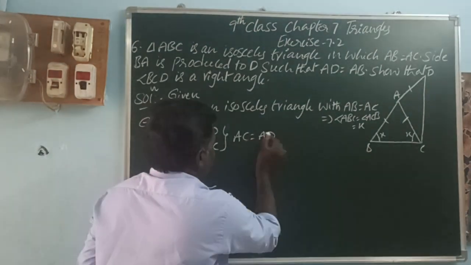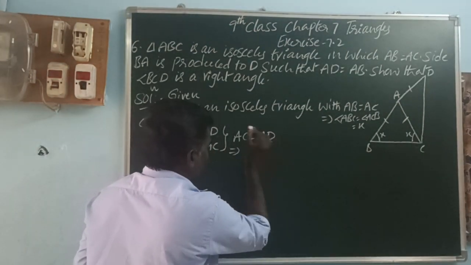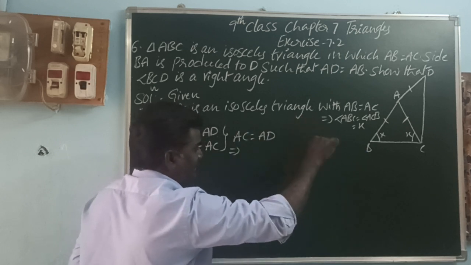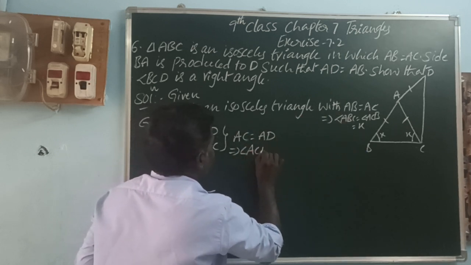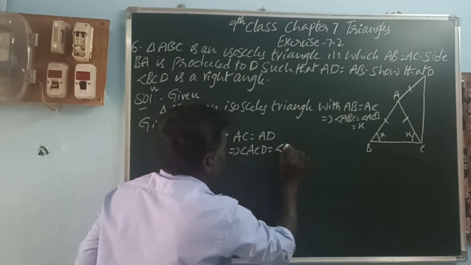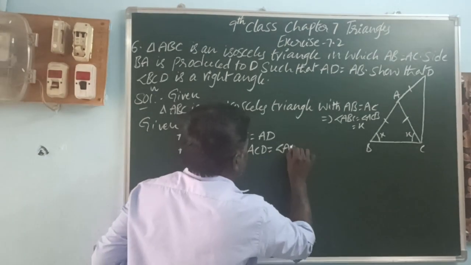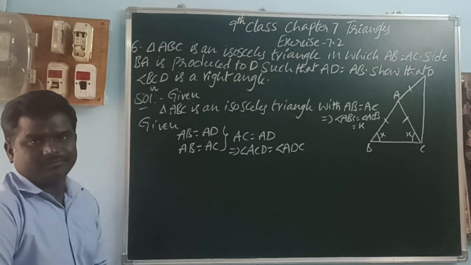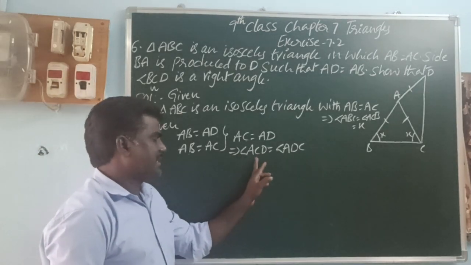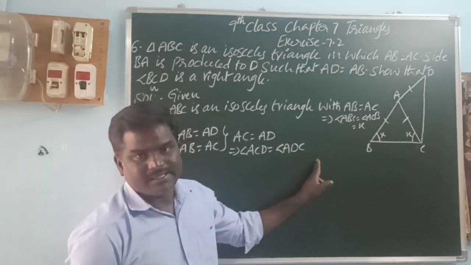So when AC is equal to AD, in triangle ACD, angle ACD is equal to angle ADC. So angle ACD is equal to angle ADC.